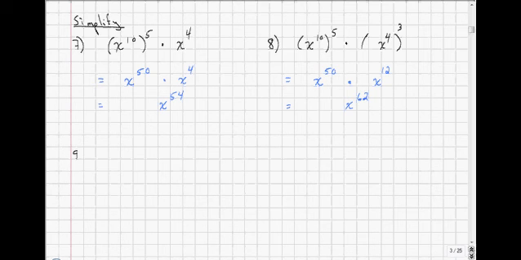Then we can make the problems even a little bit more complicated by throwing in different bases.